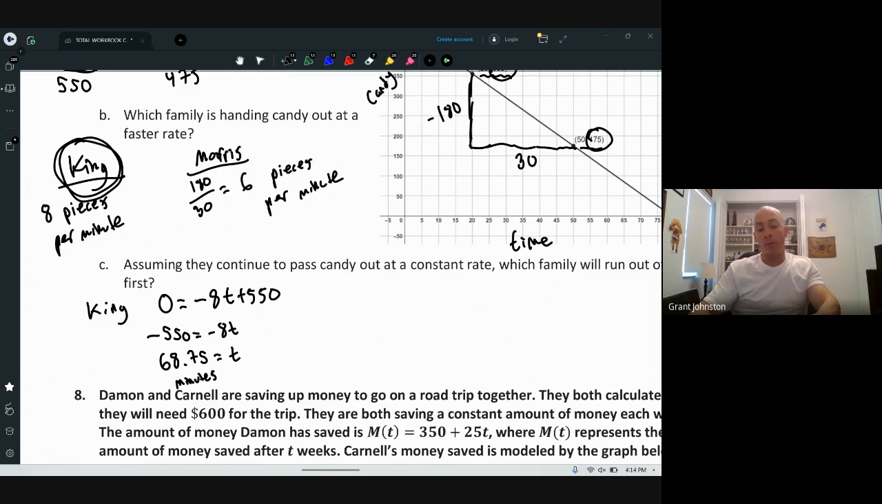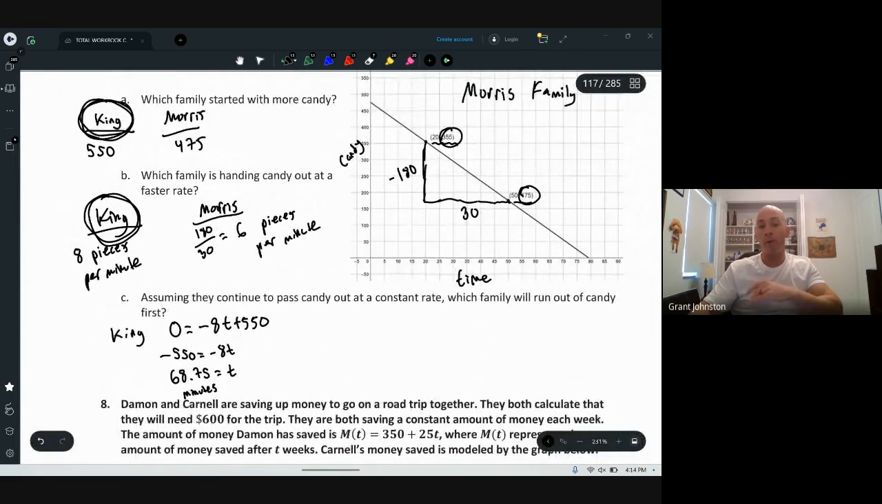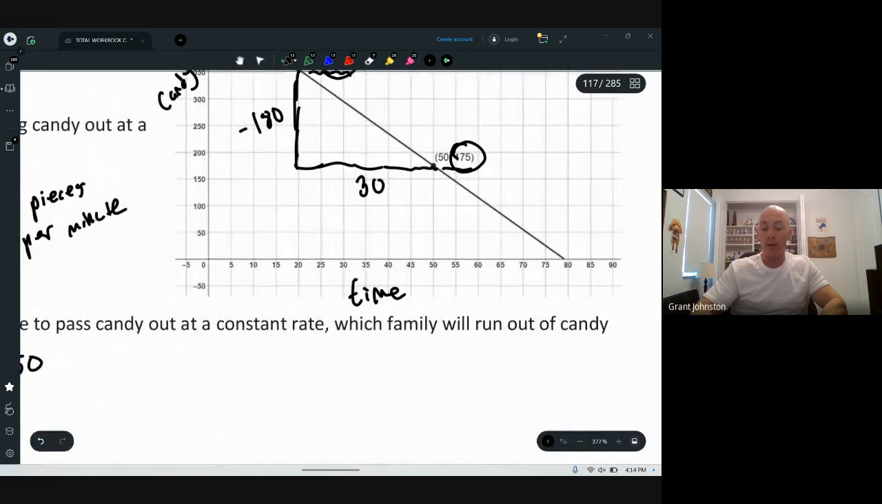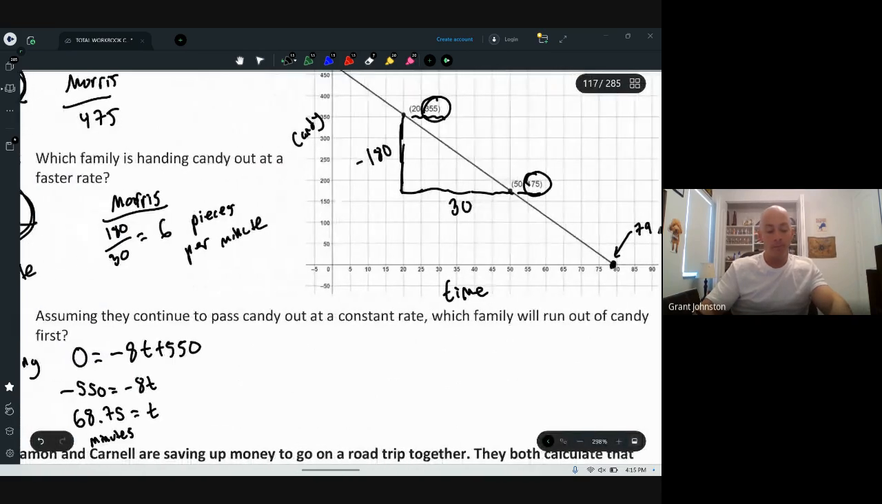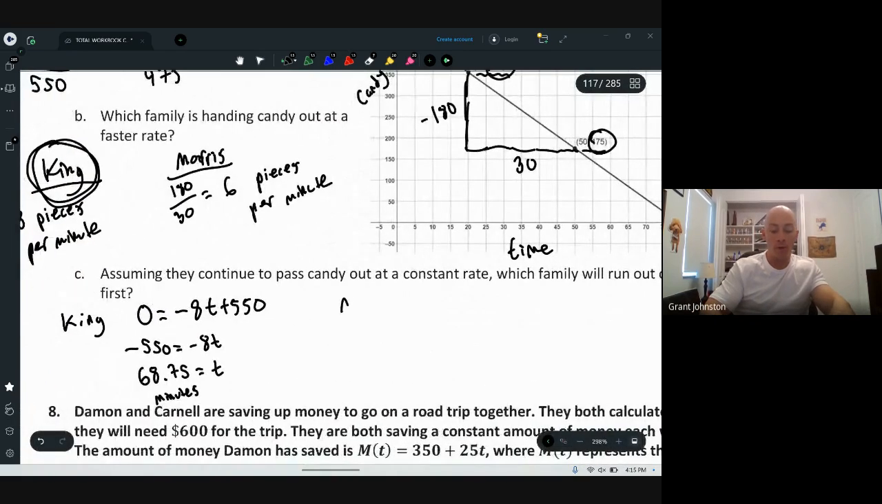Now let's think about the Morris family. The Morris family we can actually see from the graph. When they run out of candy, they have 0 candy. It's about here. And I would estimate that at about 79 minutes maybe. So the Morris runs out around 79 minutes.